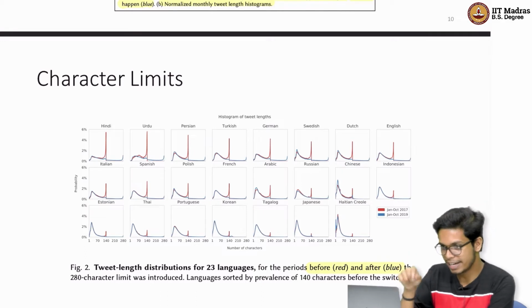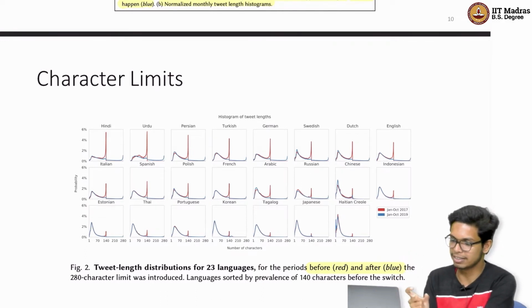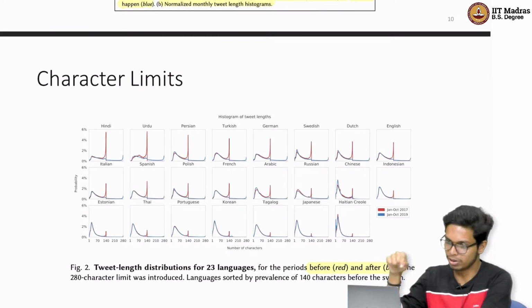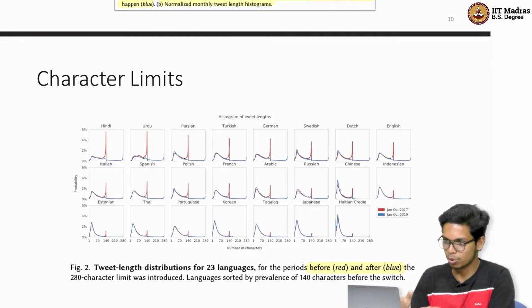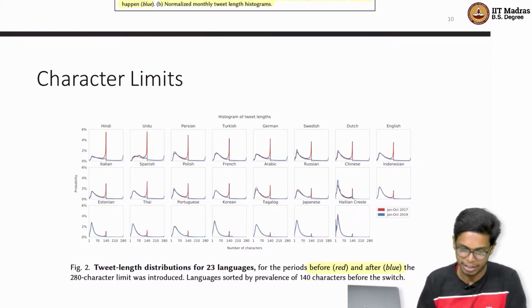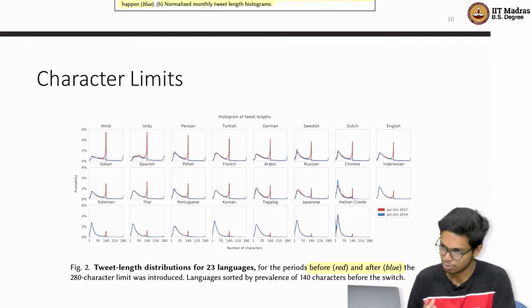The red line indicates the histogram, or the distribution of character lengths in the tweets before the switch happened, and the blue line plots the distribution once the switch happened, right? So you have Hindi, Urdu, Persian, and they are ordered based on the largest prevalence in their frequency of usage.